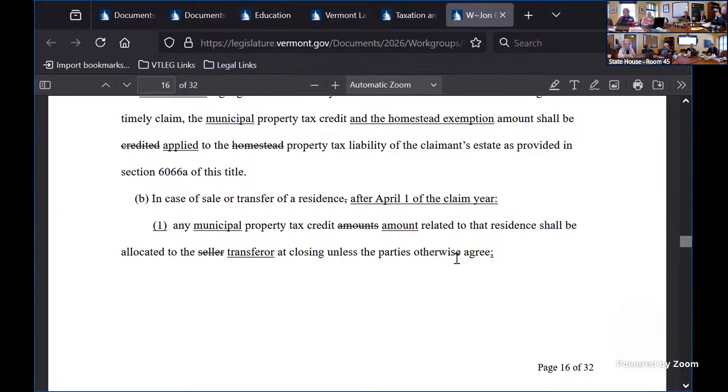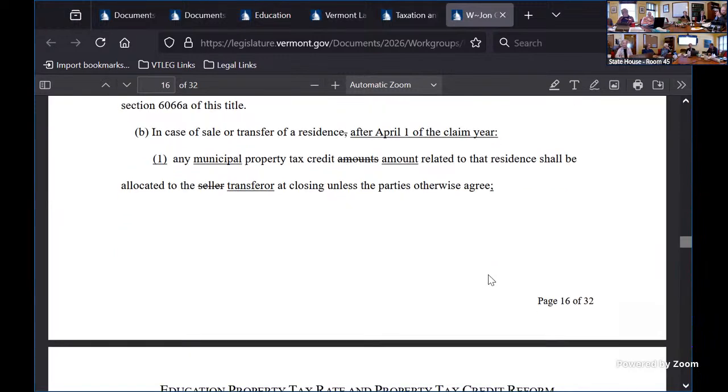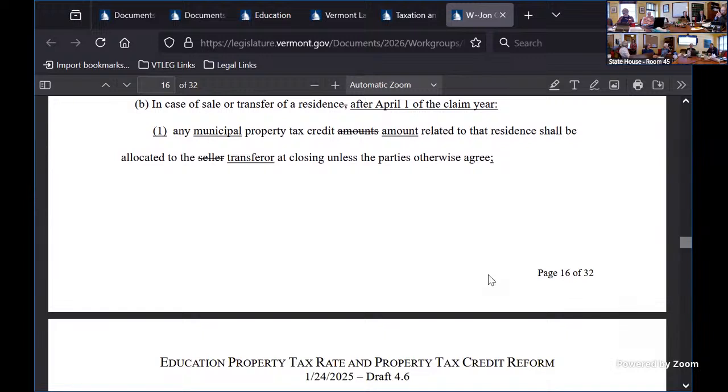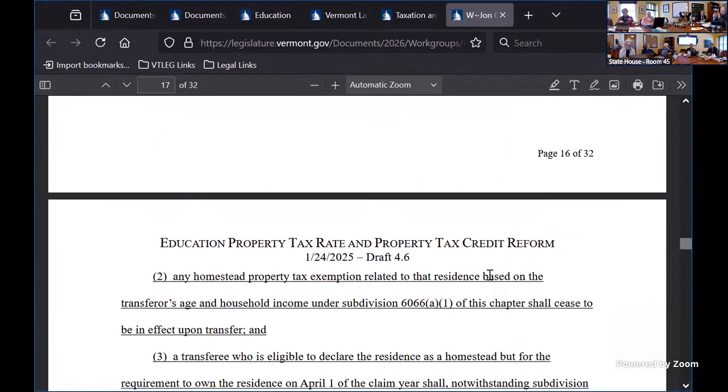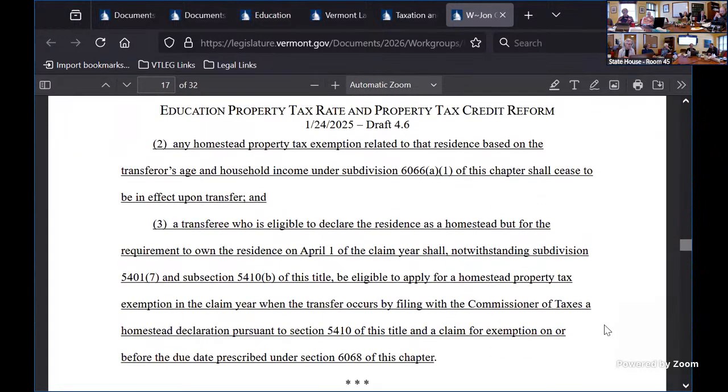So in the case of a sale or transfer of residence after April 1 of the claim year, any municipal property tax credit will be allocated to the transferor unless otherwise negotiated. That's like current law. That's the way that it currently works, is the property tax credits are assigned to the seller under existing law. And then basically a purchaser would need to negotiate with the seller if they wanted to receive that particular benefit.